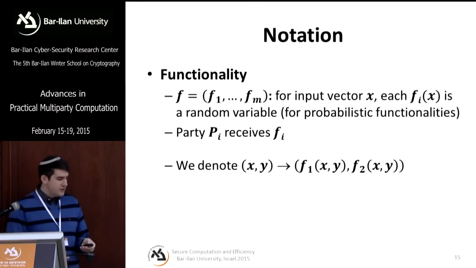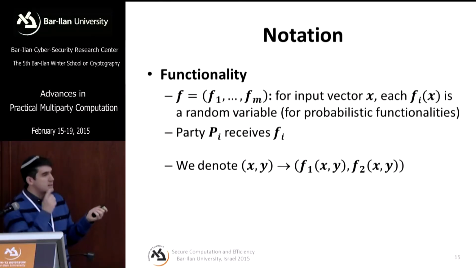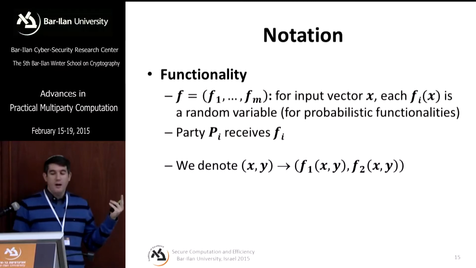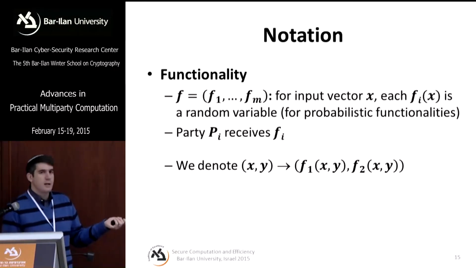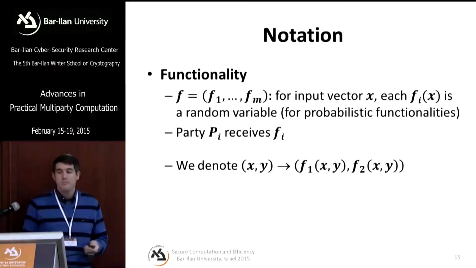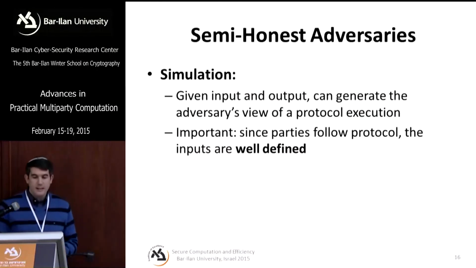So we can denote the functionality by f1 through fm, which means that the ith party will receive fi applied to the vector. If we're talking about two parties, then we'll often denote this as (x,y) mapped to (f1(x,y), f2(x,y)), where f1 is the first party's output and f2 is the second party's output. So that's how we denote the functionality.